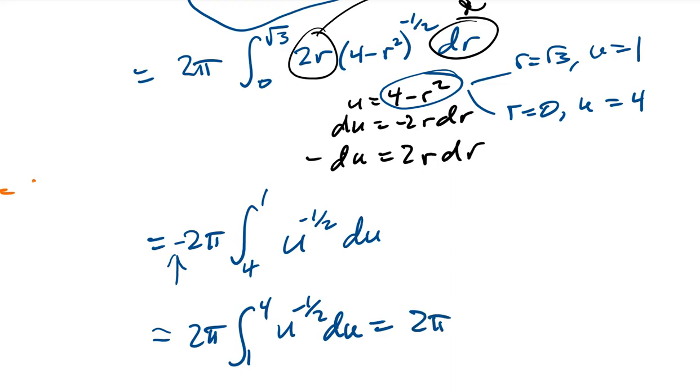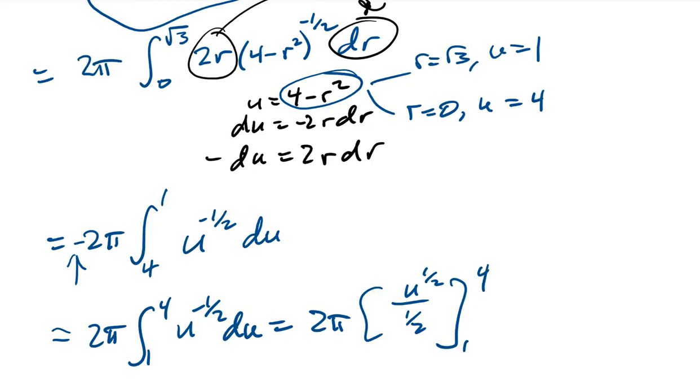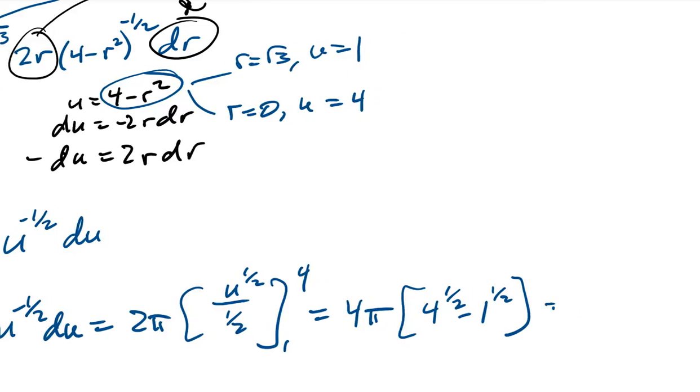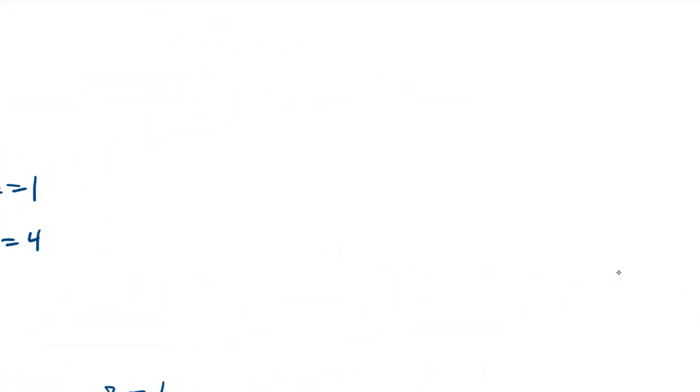So this is 2 pi. All right, here we go. Add 1, divide by it. So it's u to the 1/2 divided by 1/2 from 1 to 4. And now this is 2 pi times 1/2, which would be 4 pi, times 4 to the 1/2 power minus 1 to the 1/2 power. That's 2 minus 1, which is 1, so we get 4 pi out of this. And that's the answer.